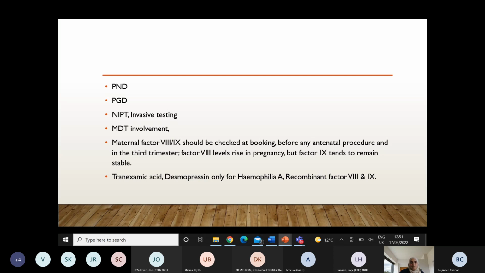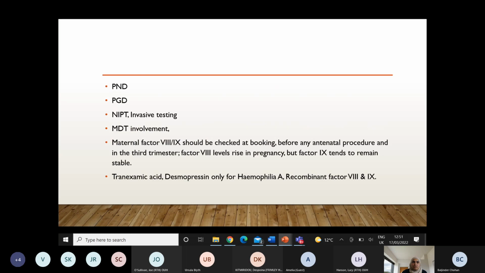So intrapartum care and postnatal care are all the same, in conjunction with hematology, and depending on the levels of the factor. In the mild cases, you can just use tranexamic acid or desmopressin for hemophilia A. And you know it's only factor 8 which increases in pregnancy. Factor 9 does not change in pregnancy and does not increase. So there is recombinant factor 8 and 9 available as well, to increase the levels to provide intrapartum care.